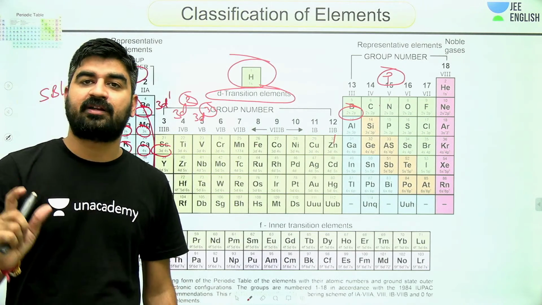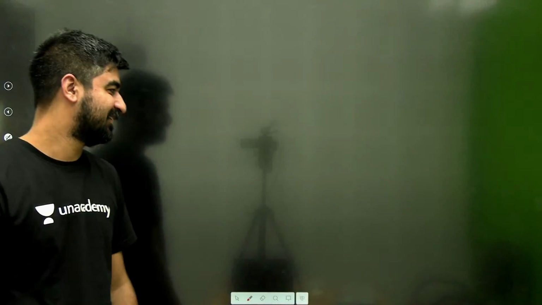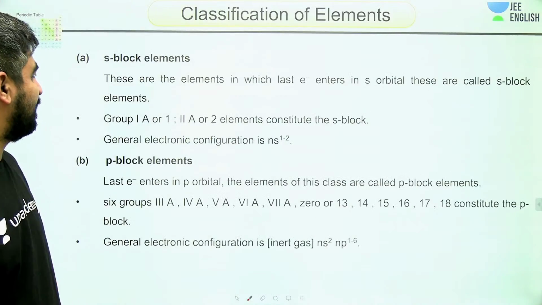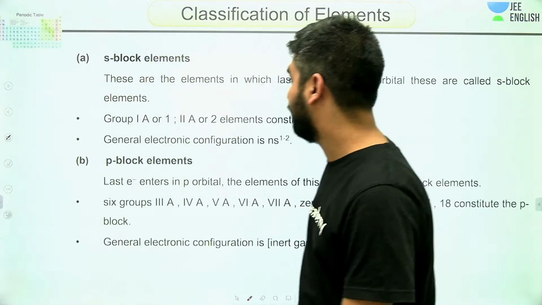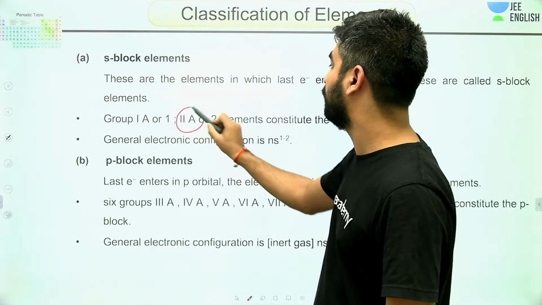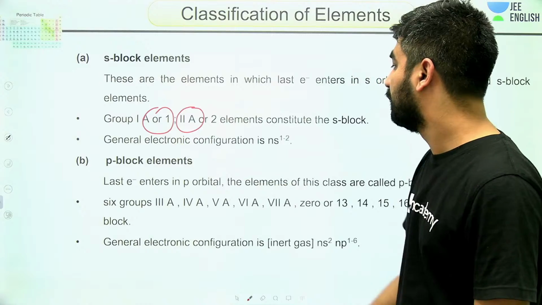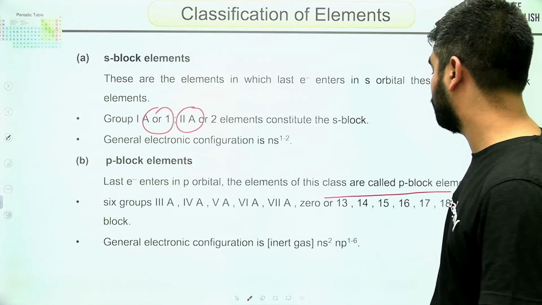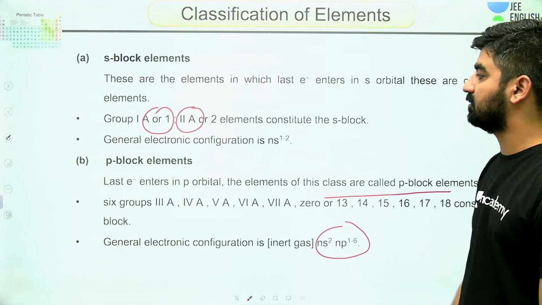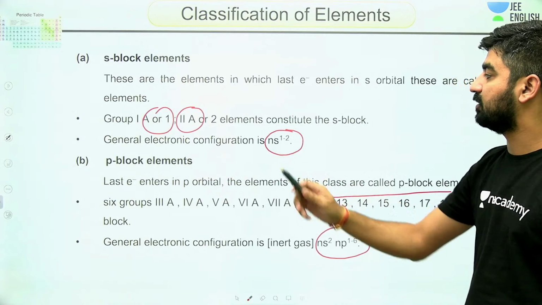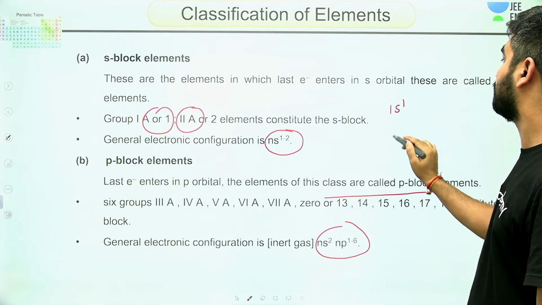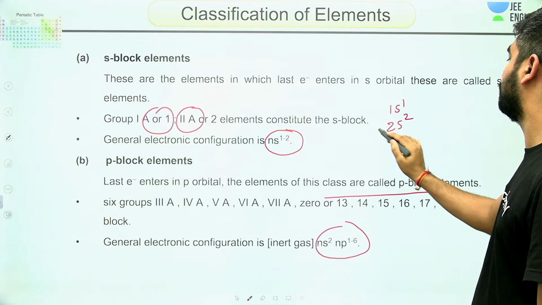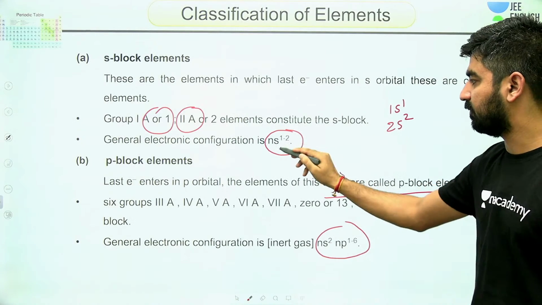Yes, D block and transition elements are different. D block and transition element are different. So these are the S block, normally 1A and 2A. We call them as S block. P block, last electron enters into the P block. Their general configuration is this. Either it can be 1s2 or it can be 2s2, 2s1. So ns1. This is general configuration.